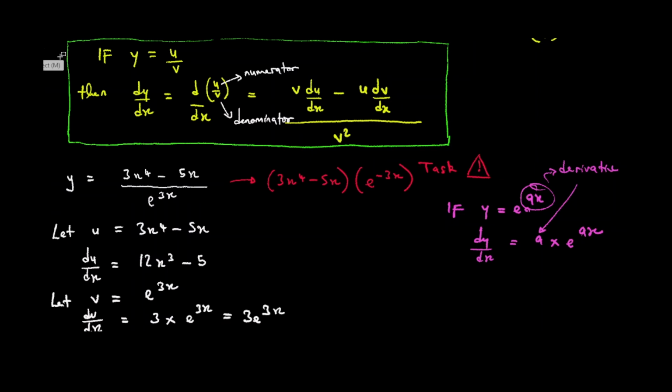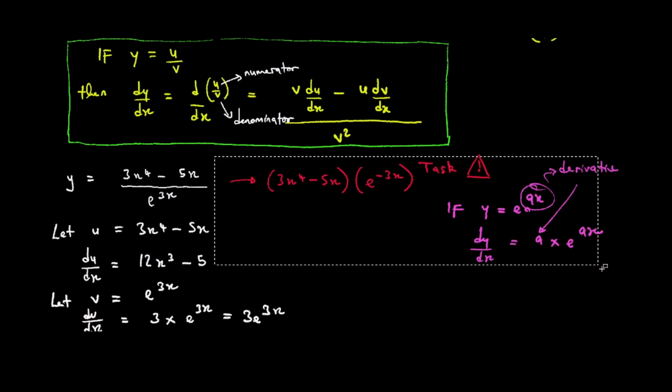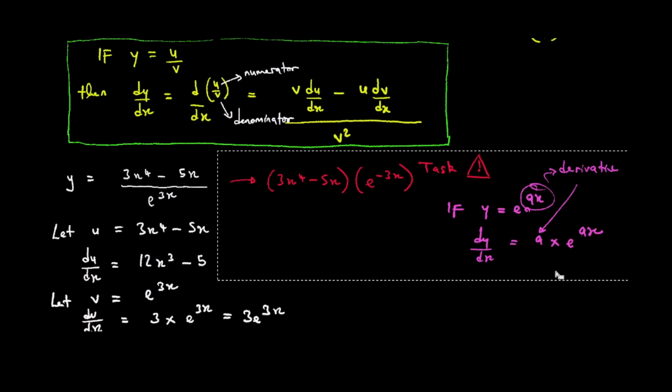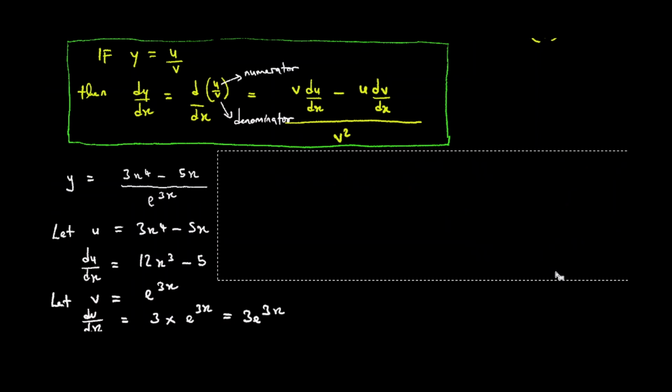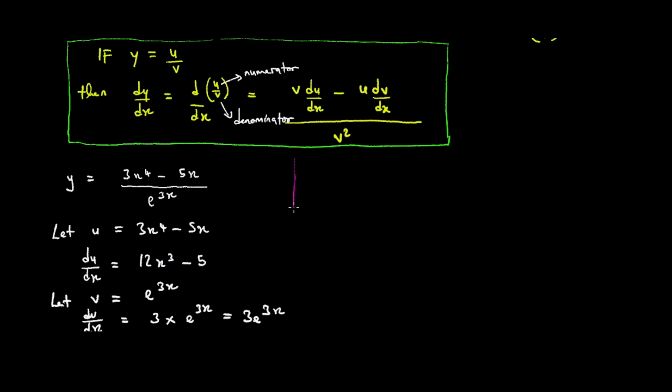So let me remove this part so that we can progress with our working. Let me also demarcate here to the side. So we saw that u is 3x to the 4 minus 5x, du dx is 12x cubed minus 5. We also saw that v is e to the 3x, dv dx is 3e to the 3x.